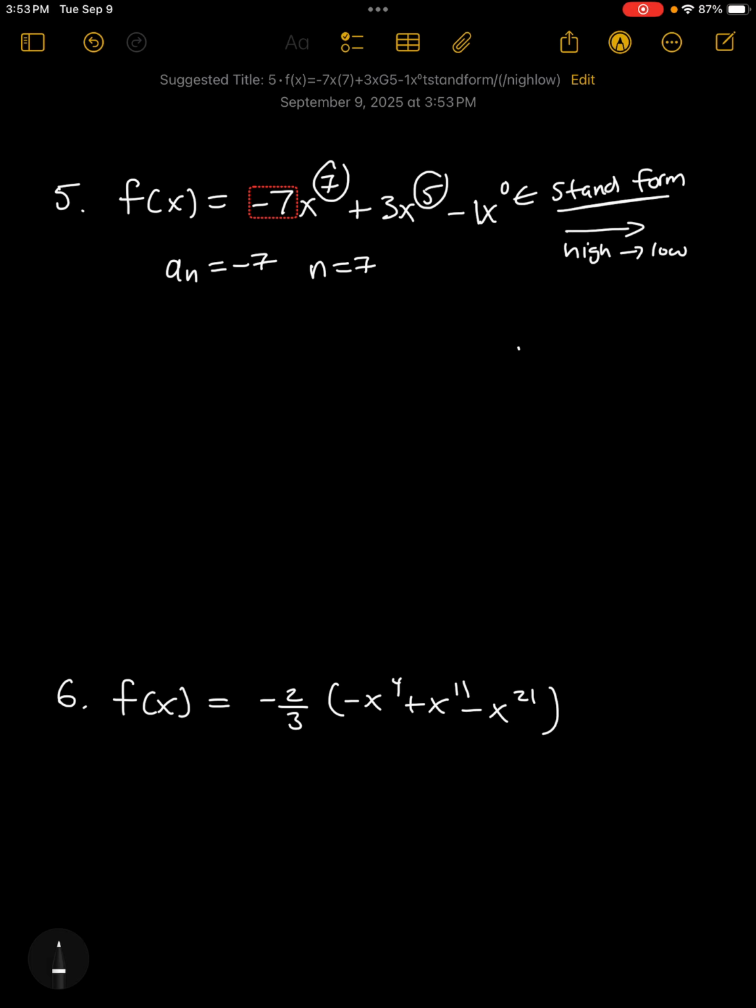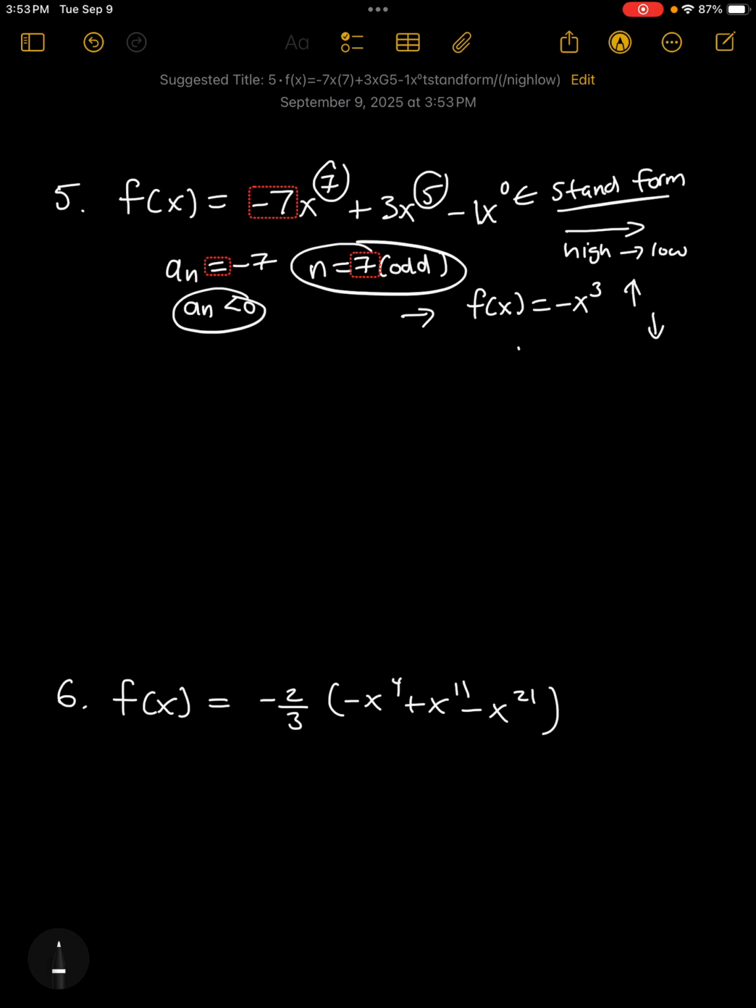And so this number right here is odd. And so if a sub n, which is -7, is less than 0, and the degree is odd, this has the same end behavior as f of x equals -x cubed. And if you could visualize what -x cubed looks like, it looks something like this. In plain English, the end behavior is rise on the left and fall on the right.